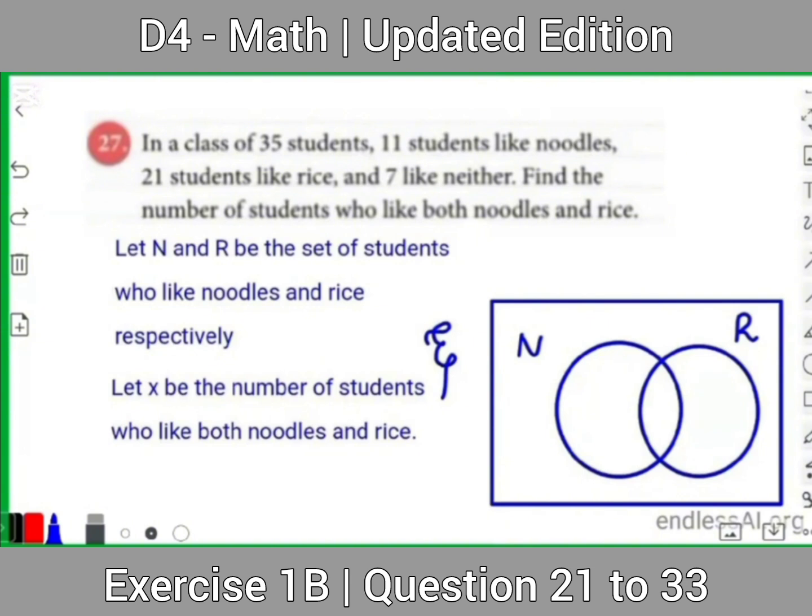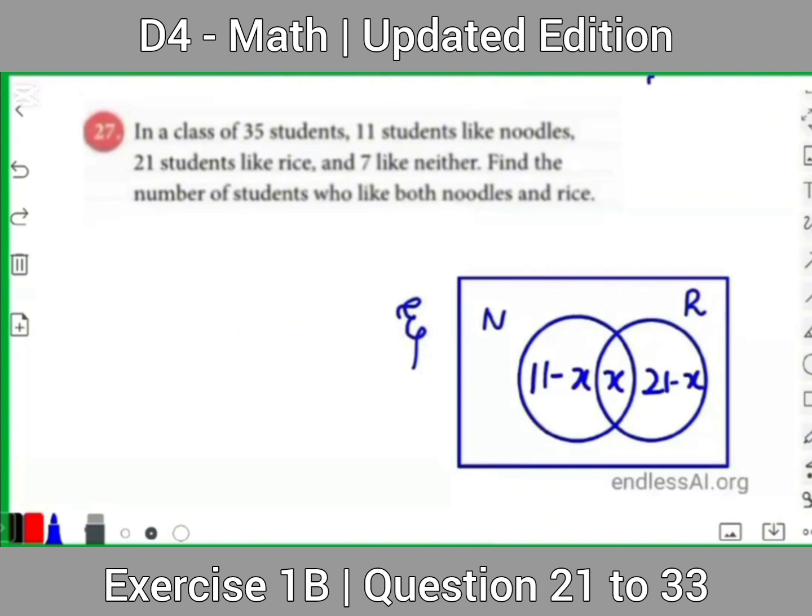So X will be filled in the overlapping region. Of the students who like noodles, we will have 11 minus X who only like noodles, and 21 minus X are the students who like only rice. The 7 students who like neither, we will put in the rectangle of set ξ. Since we have filled in all the information in the Venn diagram, now we will use it to find the number of students who like both noodles and rice.